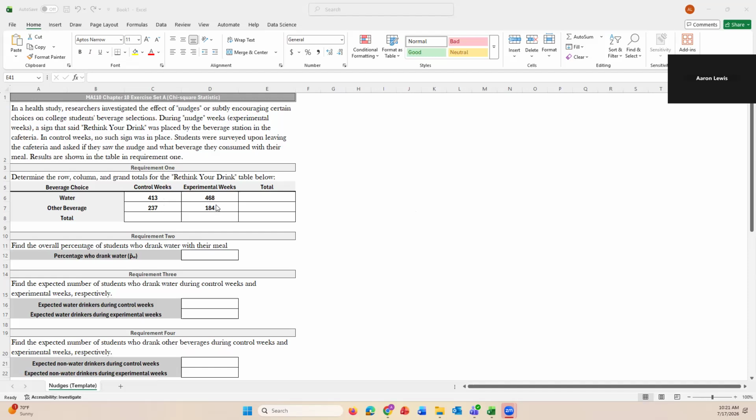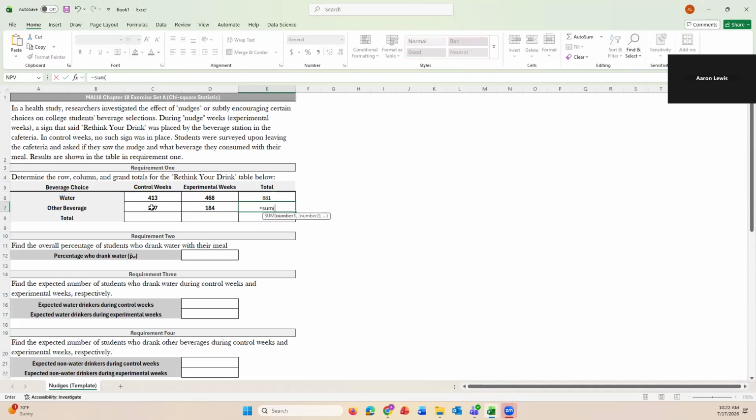In order to figure out our chi-square statistic, the first thing we need to do is figure out our totals. We're going to figure out the total for each row, each column, and then down here in the bottom right corner, we're also going to figure out the grand total. I can use Excel's sum function to do so. This is equal to the sum of 413 and 468, and in total, students purchased 881 waters over the whole time period, both control weeks and experimental weeks.